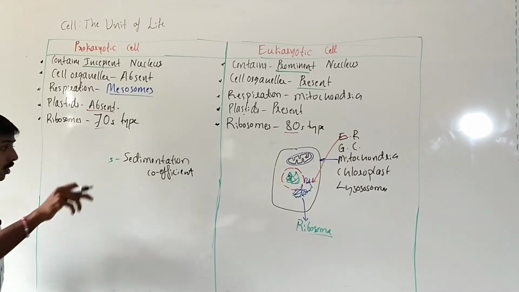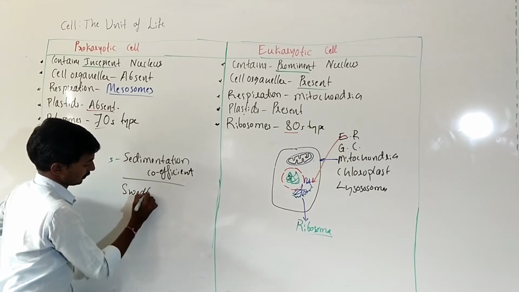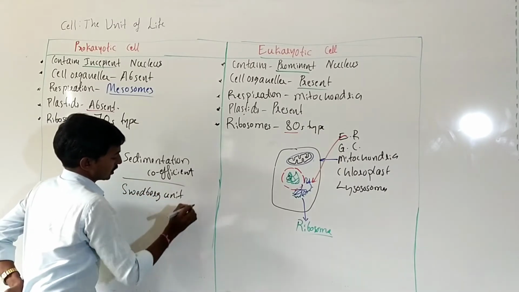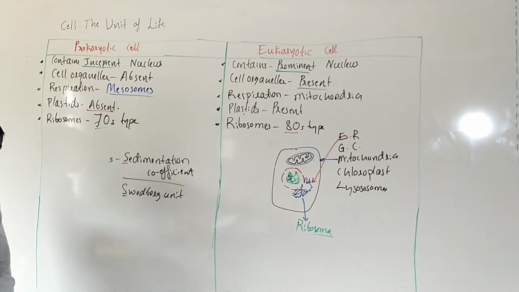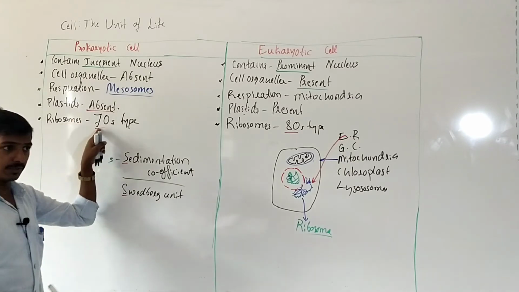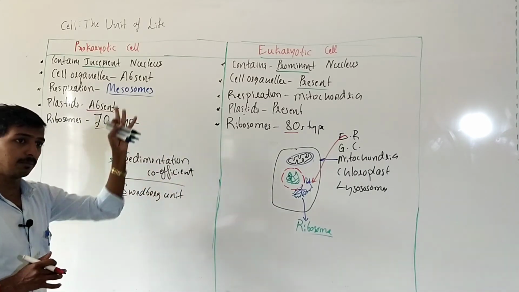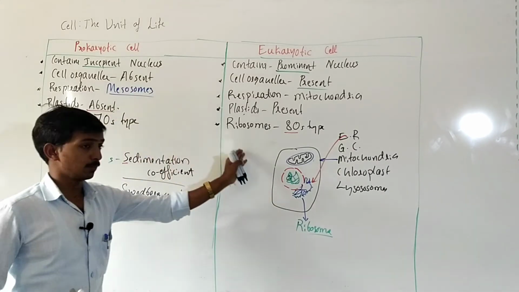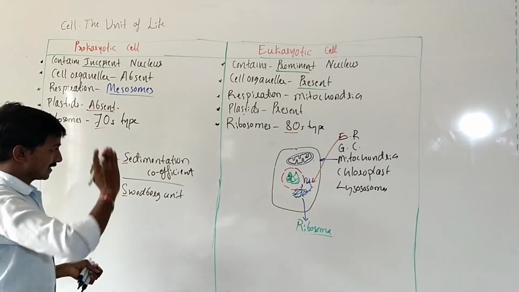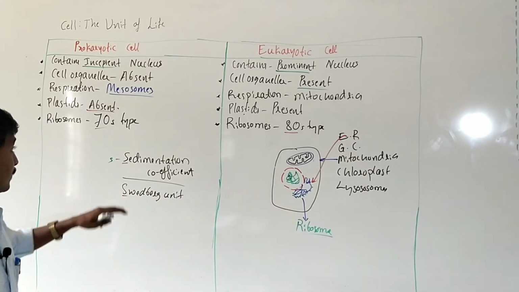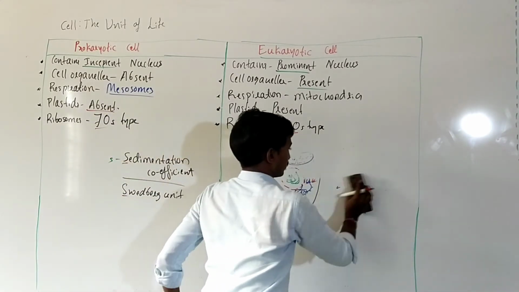Sedimentation coefficient, or the scientist who named it, Svedberg unit. So the S stands for sedimentation coefficient or Svedberg unit. Hence it is written as S: 70S, 70 units, as well as 80 units, 80S. We'll discuss this again in detail, about the 70S ribosomes, 80S ribosomes and their function and structure, in further classes in the same chapter. So the ribosomes are of 70S in prokaryotes, and they are of 80S type in eukaryotes.